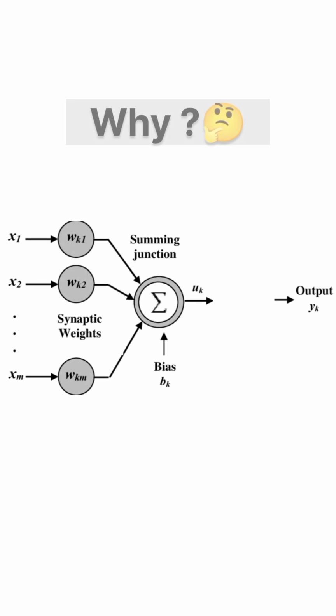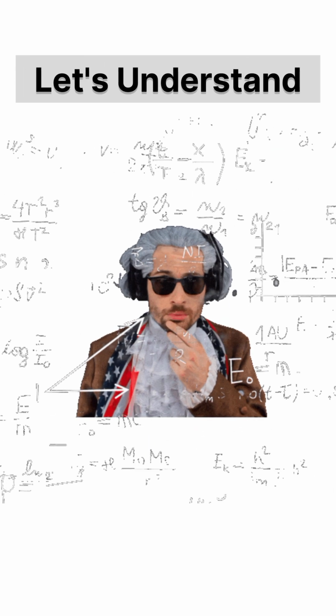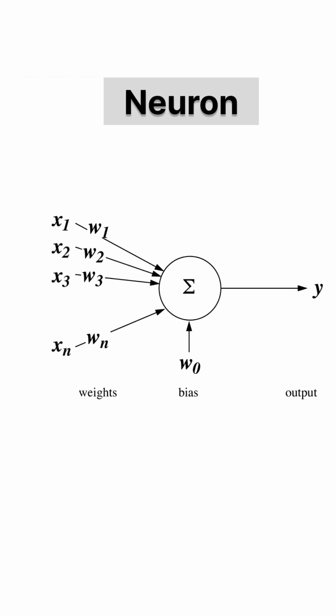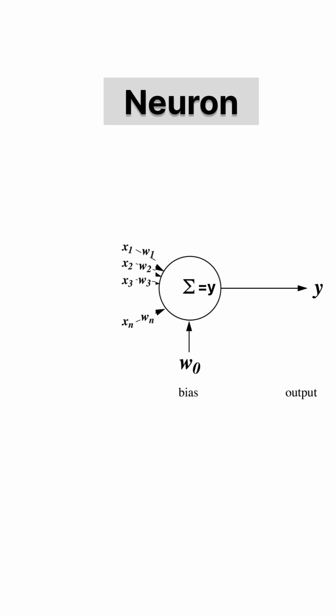Why do we use an activation function in a neural network? Let's understand this with a simple example. Think of a neuron like a smart switch or a decision gate. It receives input, applies weights and computes a value. But without an activation function, this output remains linear.